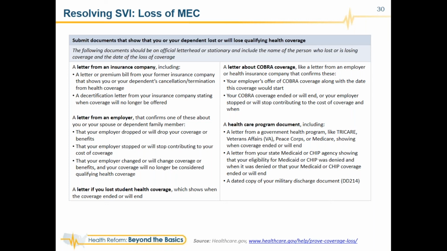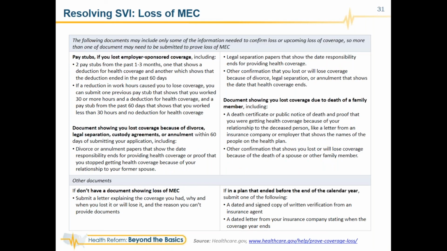There are lots of options, but note, when consumers don't already have one of these items, they may take some time to get from either the issuer or a former employer, Medicaid agency, or other entity. So trying to gather these documents as soon as possible is going to be really important. Also note that some of these items, like a pay stub, might also serve a dual purpose and may be useful in resolving a data matching issue as well.